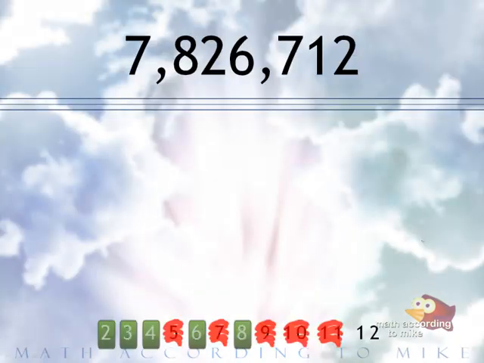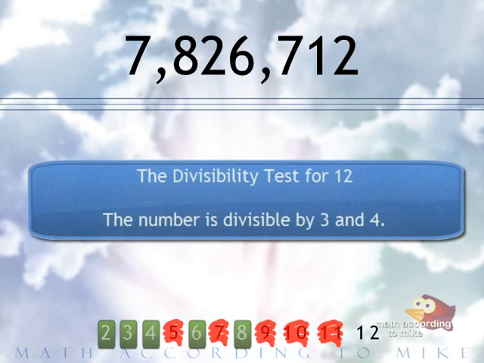On to the rule for 12. The rule for 12 works just like 6 does and 10. The rule for 12 is if 3 and 4 both work, so does 12.